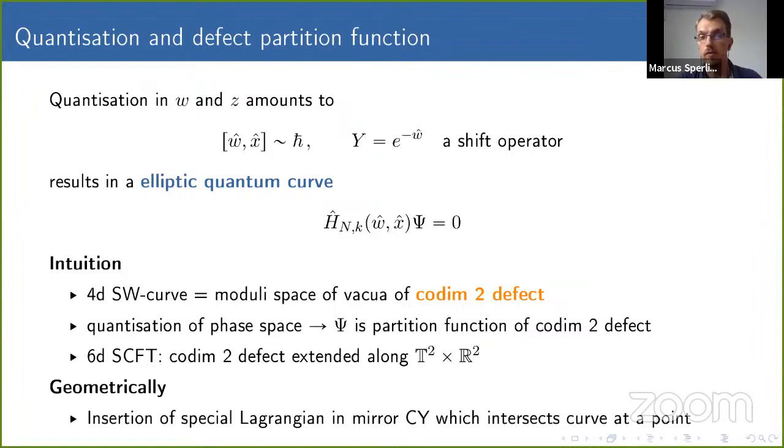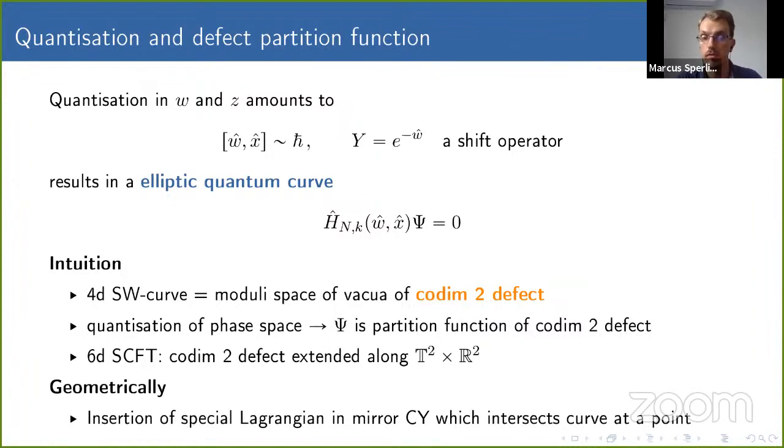Now, how do we relate this to defects? Well, the intuition is that the four-dimensional Seiberg-Witten curve can be understood as the moduli space of co-dimension 2 defects. So it gives you the phase space of this defect. So once we start to quantize the corresponding Seiberg-Witten curve, then we quantize the phase space, and now the corresponding Hamiltonian is acting on an eigenfunction, and that eigenfunction now is the eigenfunction of the co-dimension 2 defect. So that's the partition function, which then in the 6-dimensional setup is going to wrap the T2 and one plane inside the R4.